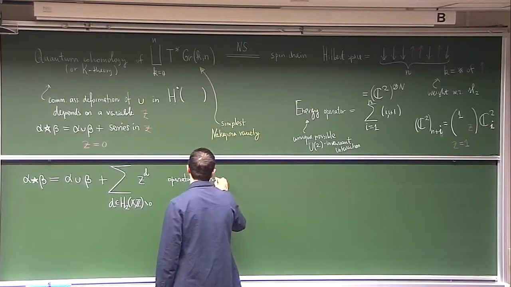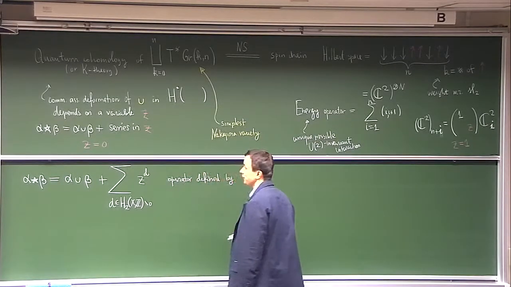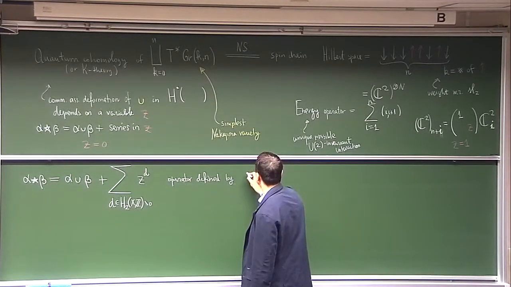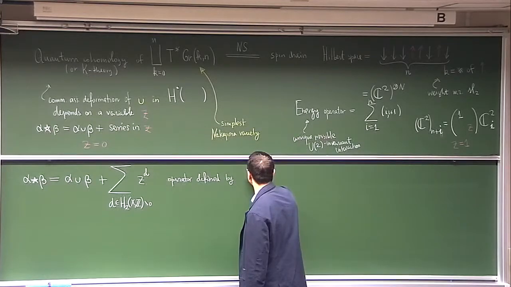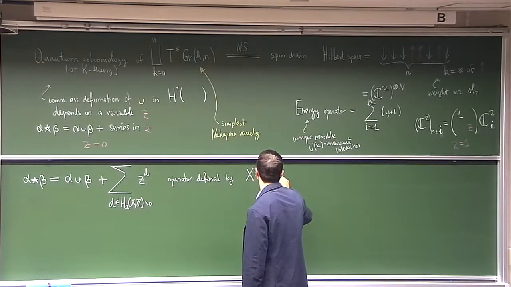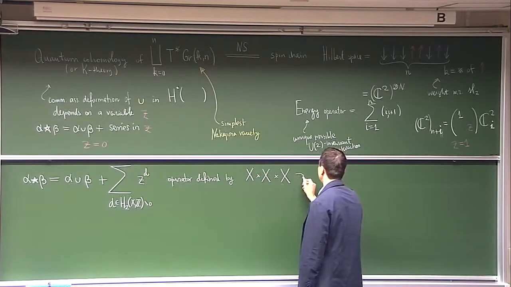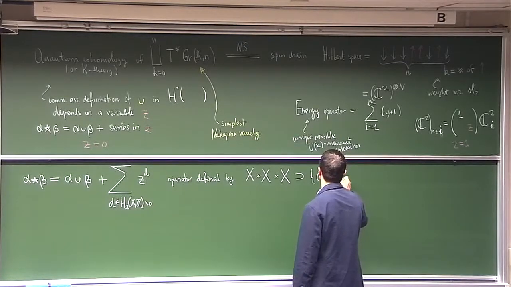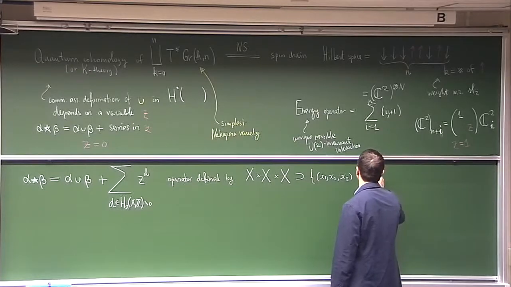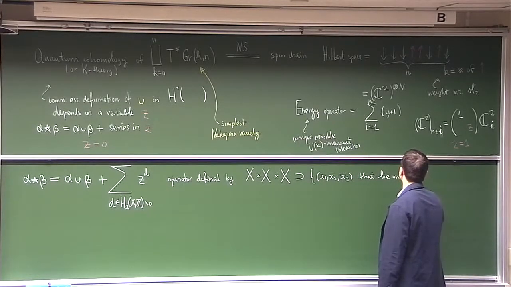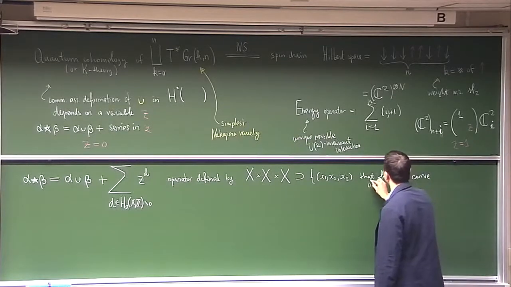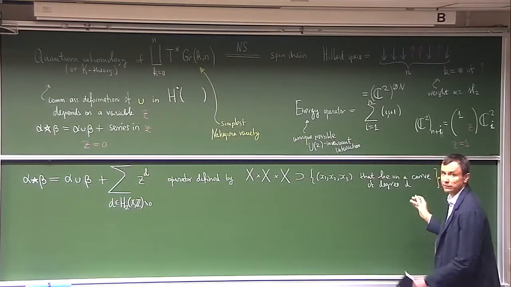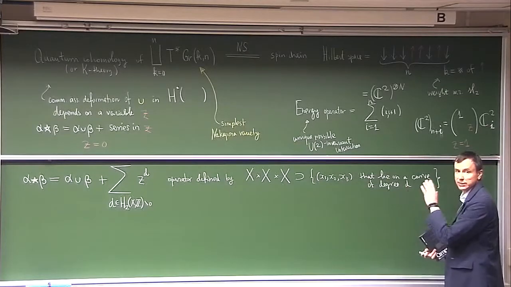Defined by the following cycle, by the locus, so inside of the triple product, I look at the locus of points x1, x2, x3 that lie on a curve of degree d. We'll define this more carefully in a second, but this is the basic idea.